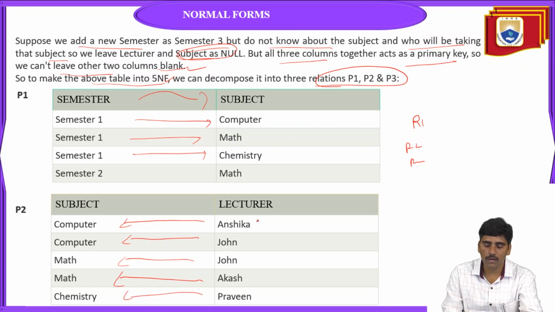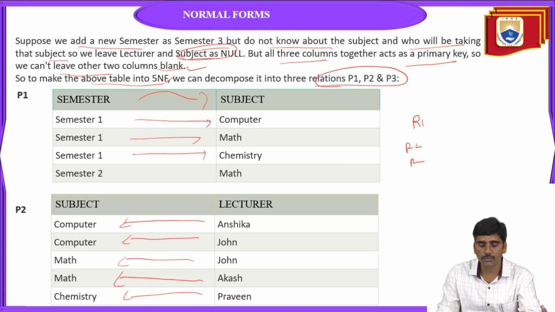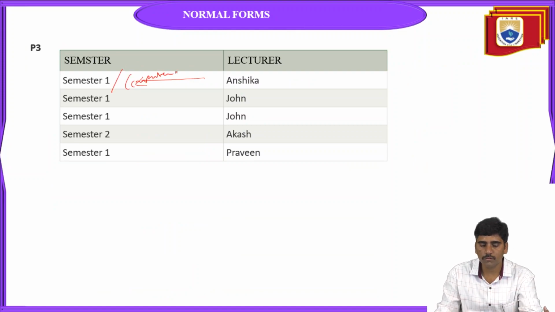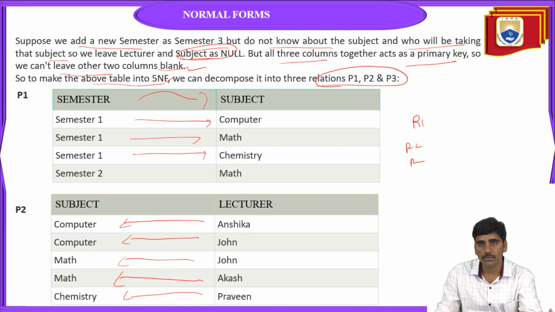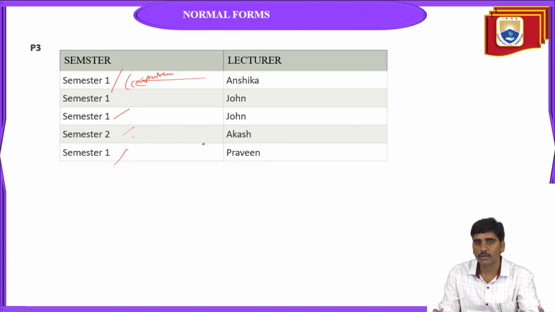So now they have their choices, but how are they going for the semesters? See here, Anshika is going for what? Semester 1 for computer subject. And similarly, John for computers, for semester 1. And similarly, Akash is for semester 2. Praveen is semester 2. So like the way we can conclude that each and every lecturer will take a subject to the particular semesters. So now the data is validated.